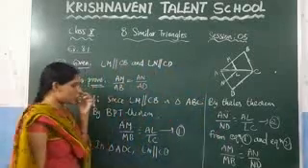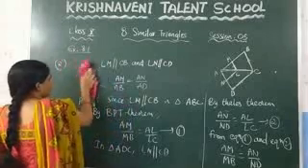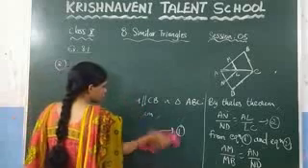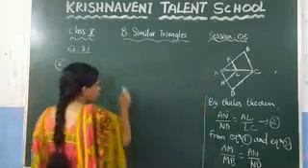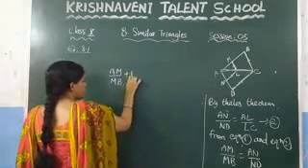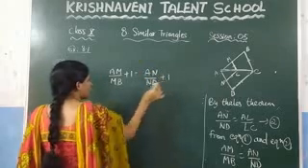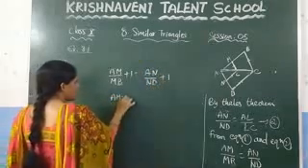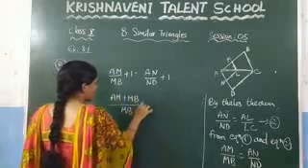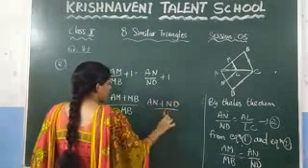So for that, what we need to do? Just add 1 on both sides. So after adding 1 on both sides, what you get? AM by MB plus 1 is equal to AN by ND plus 1. So take the LCM, what you will get? You will get AM plus MB by MB is equal to AN plus ND by ND.